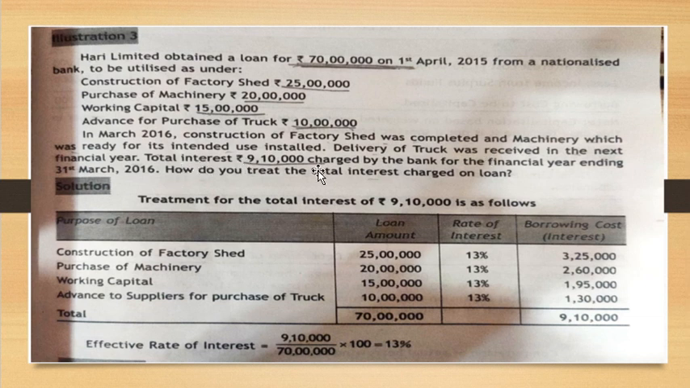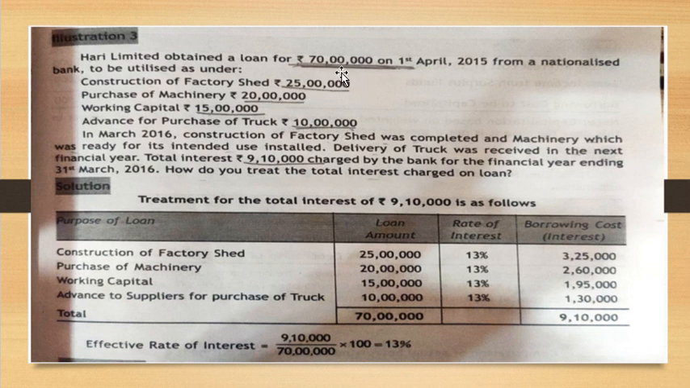Total interest 9,10,000 charged by the bank for the financial year ending 31st March 2016. How do you treat the total interest charged on loan? So they've asked how we are going to treat the total interest which is charged on the loan. The loan taken for 70 lakh includes 25 lakh plus 20 lakh plus 15 lakh plus 10 lakh. When you add everything together, you get the loan amount of 70 lakh. Next, they have also given the total interest you're paying for the 70 lakh loan from the nationalized bank, which is 9 lakh 10,000.